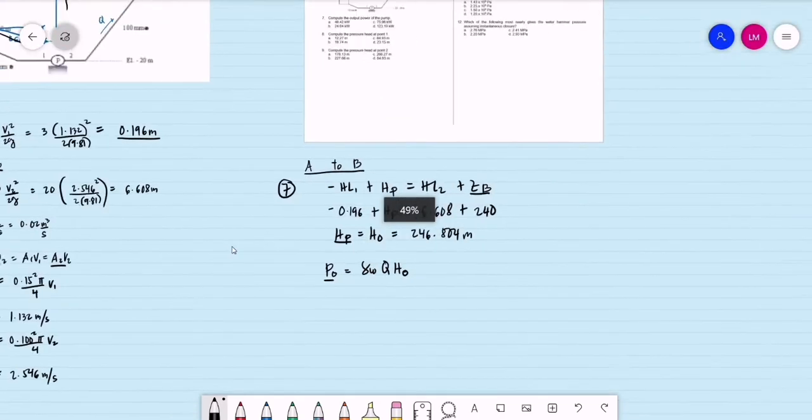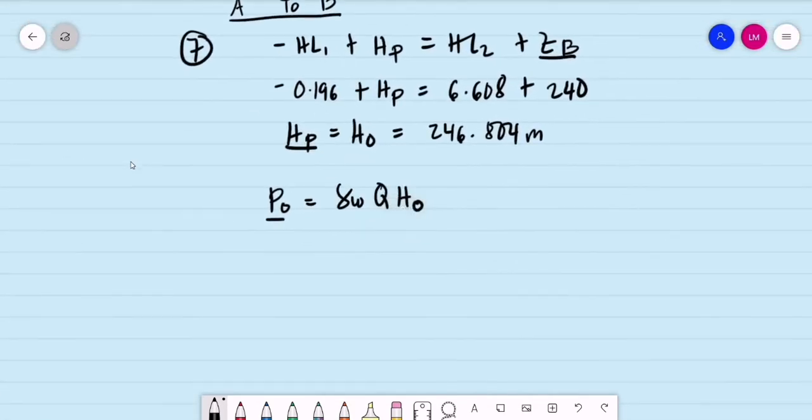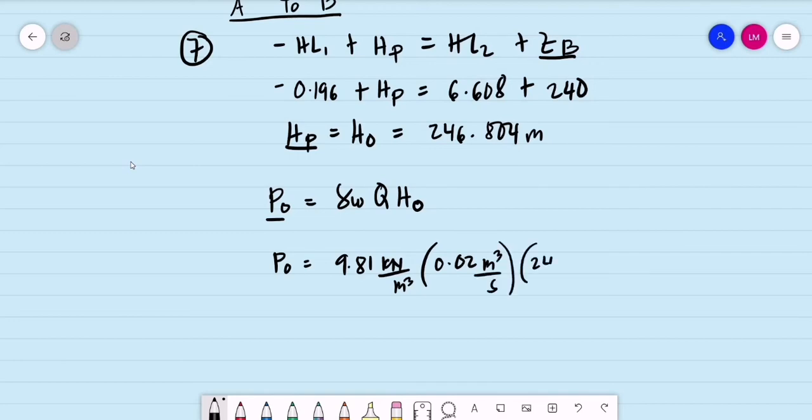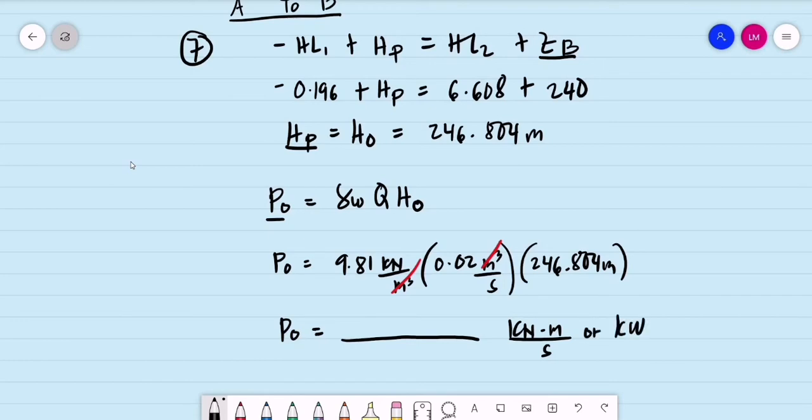Ay, yung unit ng nasa choices ay nasa kilowatts. So, ang gagamitin natin dito is kilonewton. So, this is we have the power output is equal to 9.81. This is in terms of the kilonewtons per cubic meter. Yung discharge ay 0.02 cubic meter per second. Yung head output is equal to 246.804 meters. Kung mag-unit analysis tayo dyan, cancel na yung cubic meter. So, ang naiwan na unit is the kilonewton meter per second. Pareho lang ito sa kilowatts.